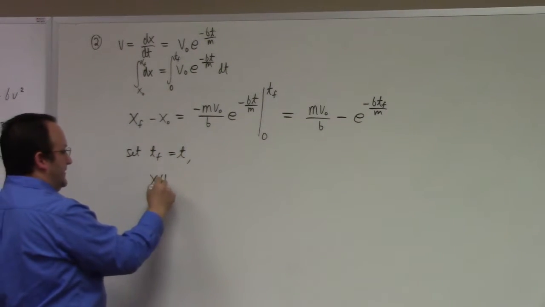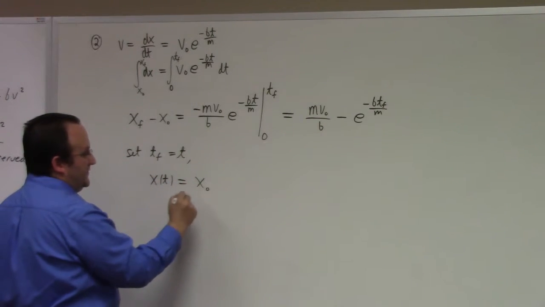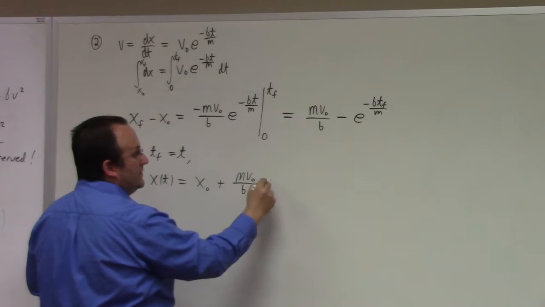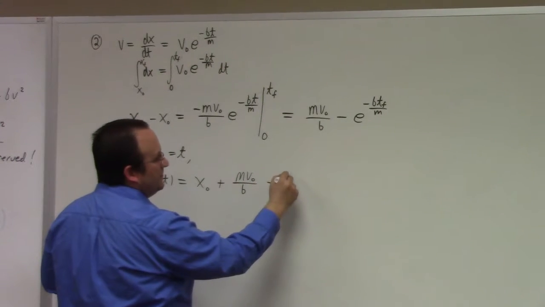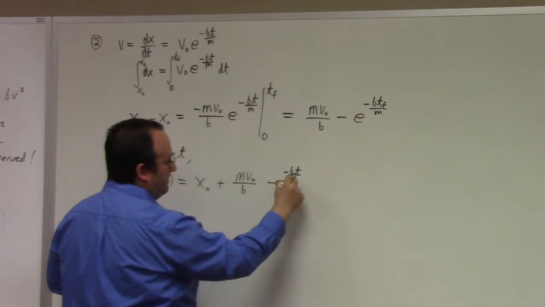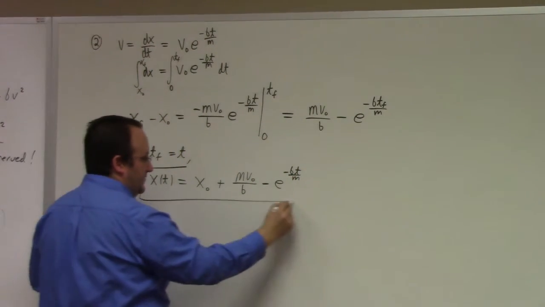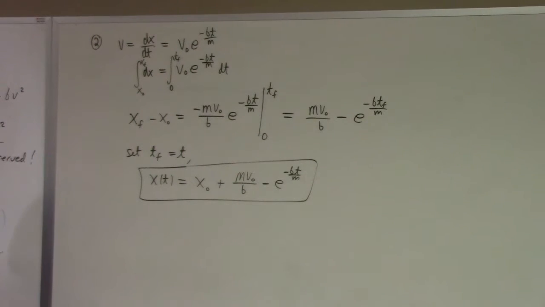We get x of t equals the initial position plus m v naught over b times (1 minus e to the minus bt over m). So there you go. That, folks, is the position as a function of time. And I guess I've added, what else have I said? You're also given x equals x naught at time equal to 0. I made that up, didn't I? So sorry about that.